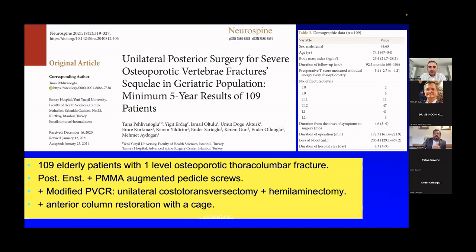So we have been using this technique for a long time, since 2012. We have done quite a lot of patients, and we published our results in the Neurospine journal.